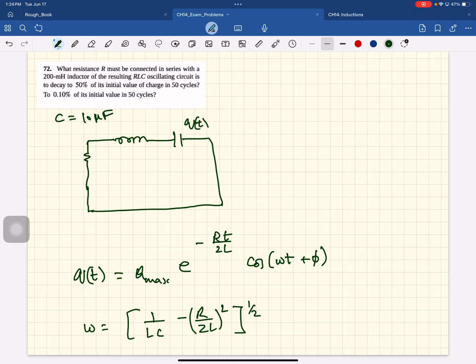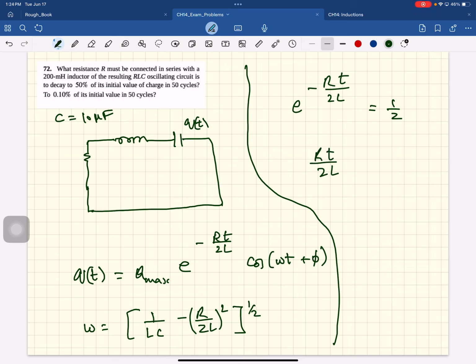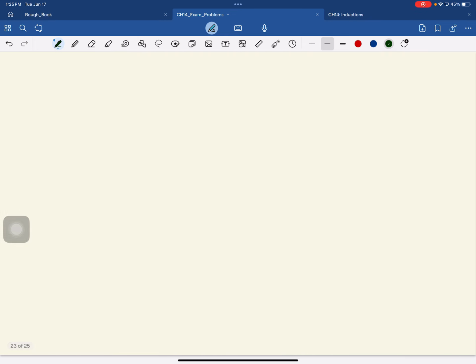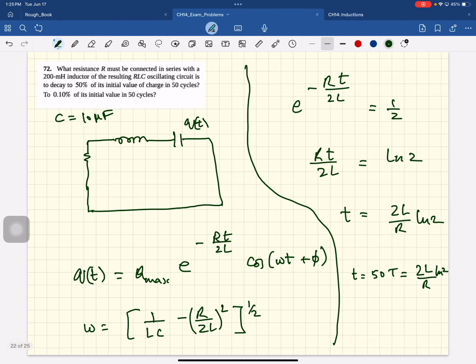So omega is, so what we want is e to the power of minus Rt over 2L to be half. So we want Rt over 2L, taking the log of both sides, to be log 2. You want t to be equal to 50 cycles, where capital T is the period. So 50T is 2L over R log 2.